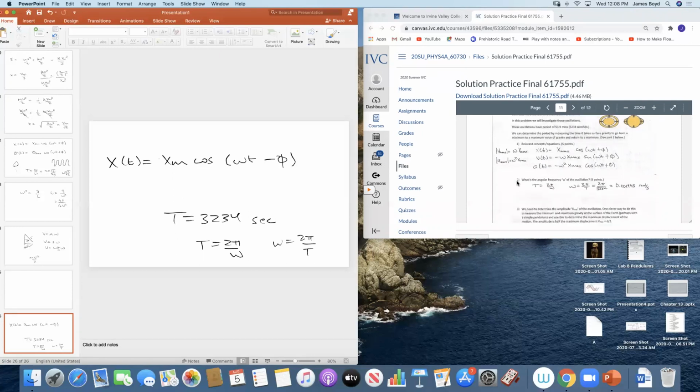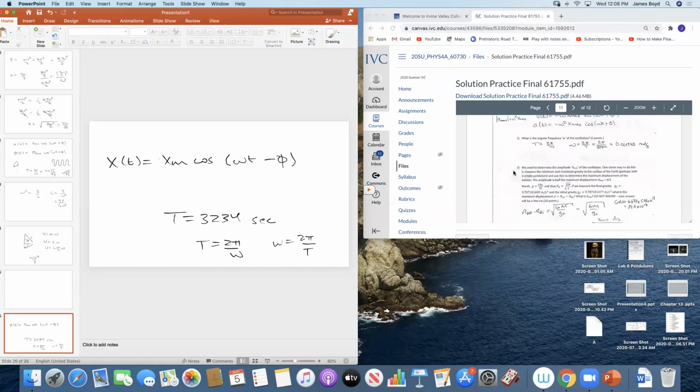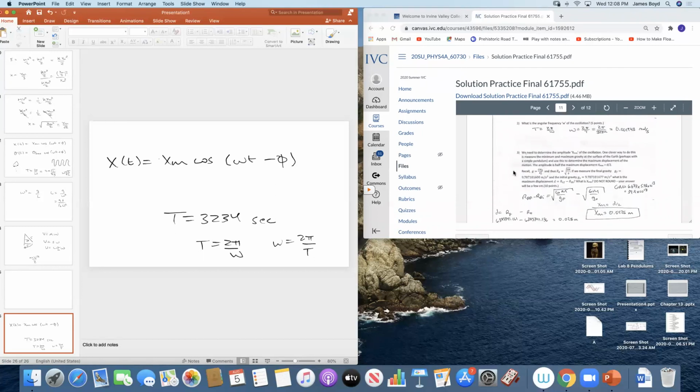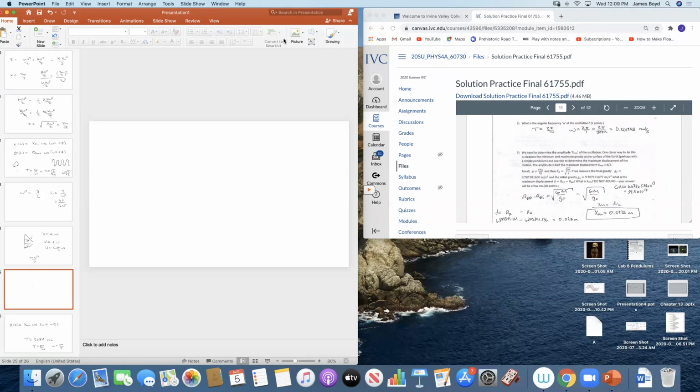And so we find that. And then we need to determine X max. One clever way is to take the minimum and maximum gravity. So when you're trying to find X max, what you need to do is find where the equilibrium is and find the negative X max and the positive X max.